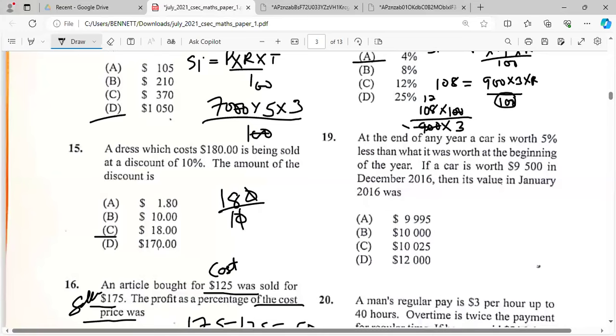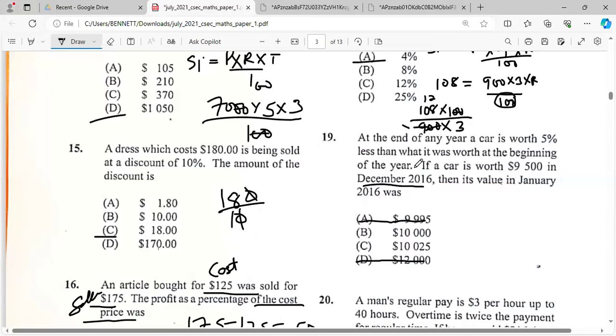At the end of the year, this one is a little bit tricky. I remember this question. At the end of any year, a car is worth 5% less than it was worth at the beginning of the year. If a car is worth 9.5 in December, so notice they say in December, so at the end of the year, the 5% came out already, right? Then the value of the car was... so we can eliminate some options. This one is garbage. This is a bit too much. So it's between these two. It's just $5 off, right? And this is way too much.